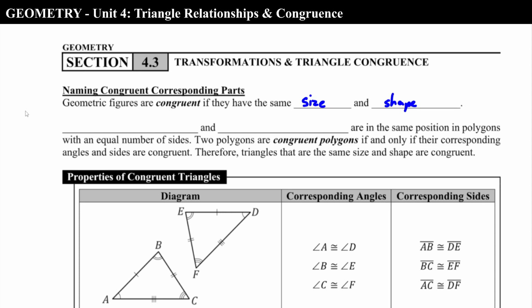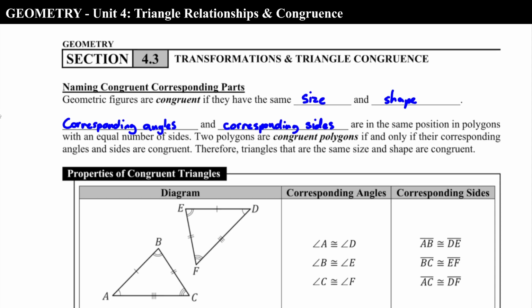Now, corresponding angles and corresponding sides are the ways in which we're going to describe congruent triangles. Corresponding angles and corresponding sides are in the same position in polygons with an equal number of sides. Two polygons are congruent polygons if and only if their corresponding angles and sides are congruent. So therefore, triangles that are the same size and the same shape are congruent.